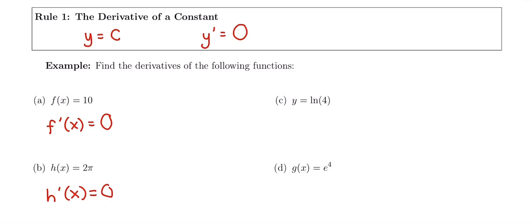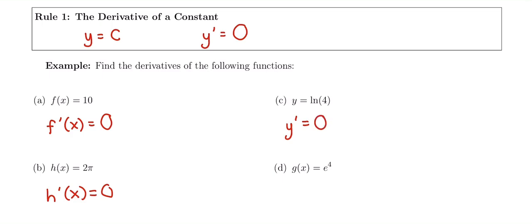Same thing with ln of 4. You also have an ln button on your calculator. Ln of 4 is about 1.4. It keeps going forever, just like the pi numbers do. Well, it's just a number, though. It does not have an x on it. Y prime, the derivative of that, is 0.